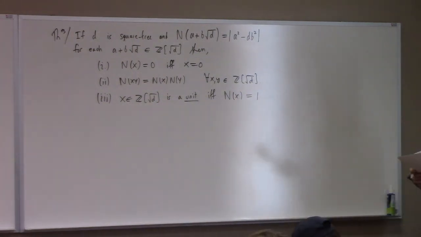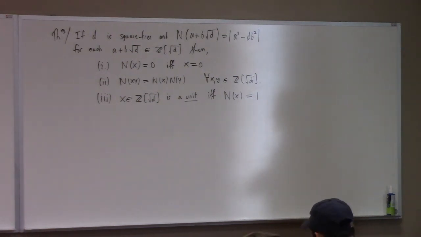This is really neat. This means if you want to find the units in Z adjoin root d, all you have to do is solve the equation absolute value of a squared minus d b squared equals 1. All the solutions to that are your units. That's it.